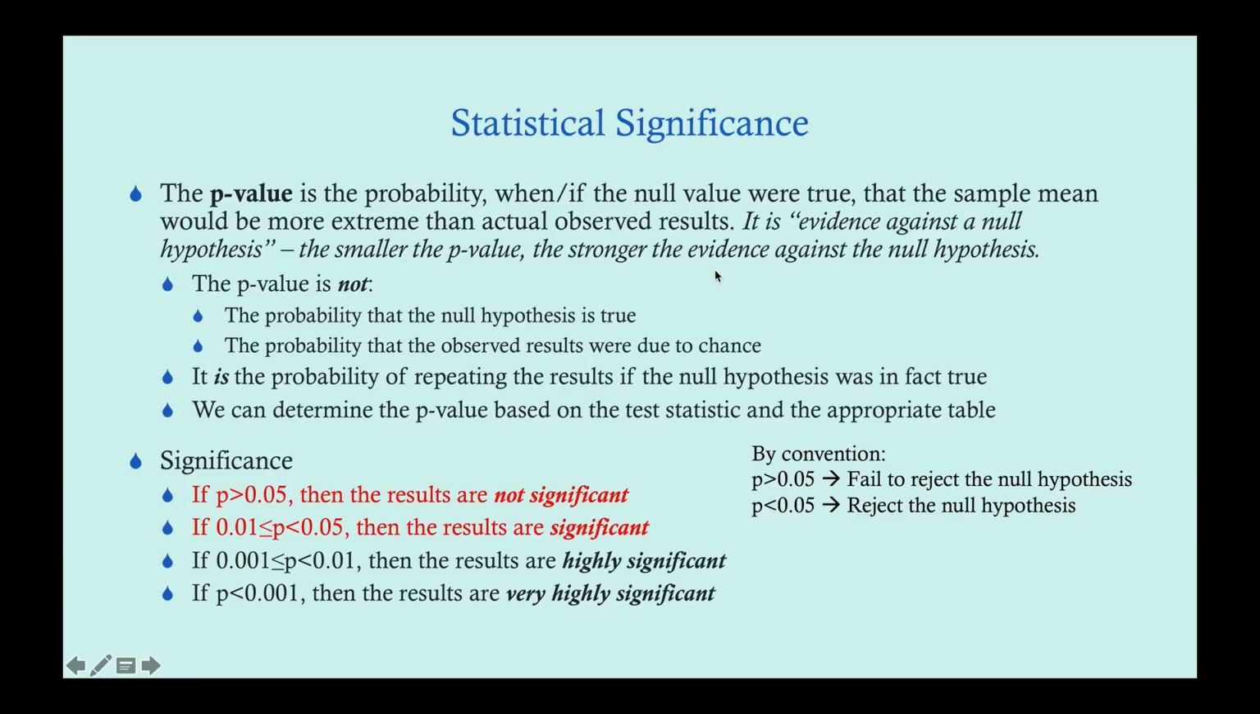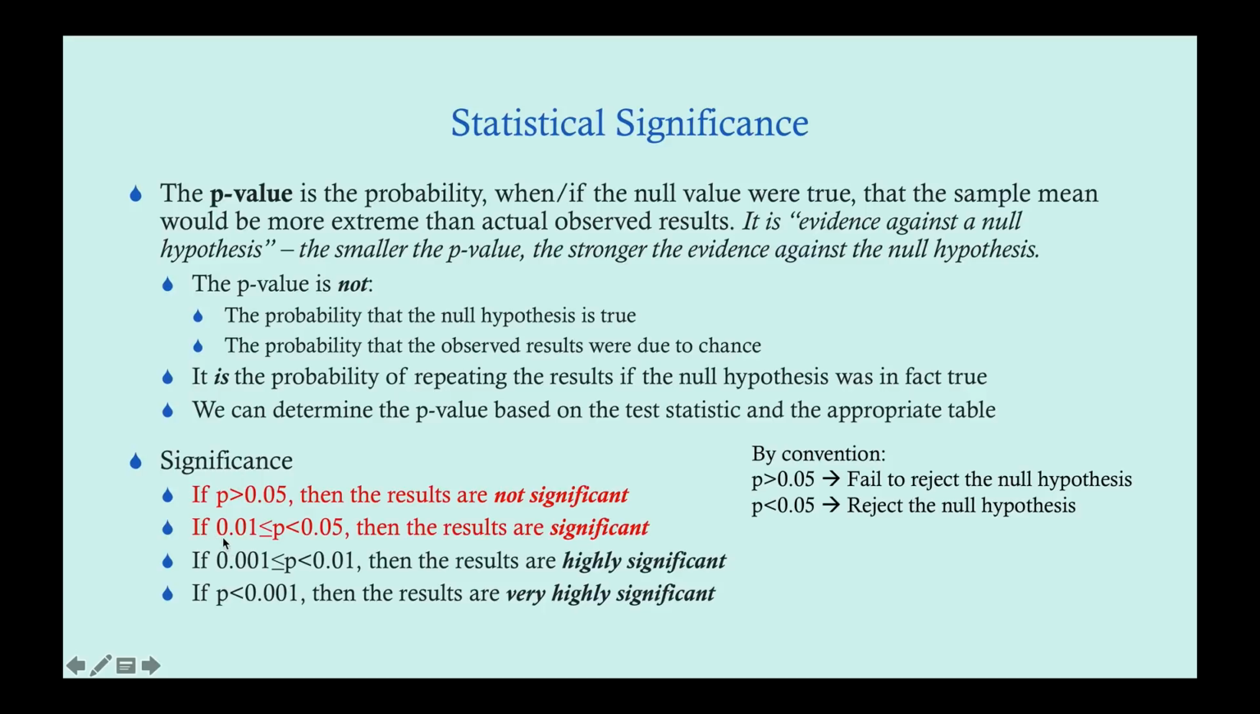That's how I would describe it to you. You can put a number on a p-value, obviously, but I wouldn't worry about that too much for the USMLE. What I would remember is that the lower the p-value is, the stronger the evidence is against the null hypothesis. And like I said, we can determine the p-value based on the test statistic and the appropriate table.